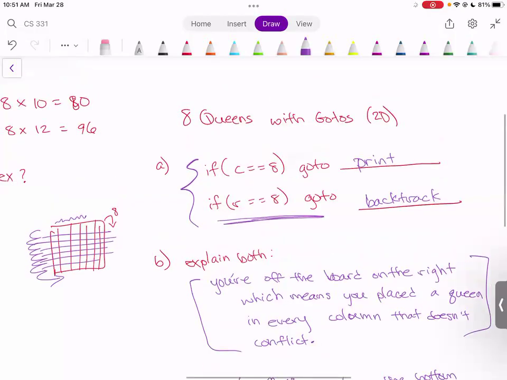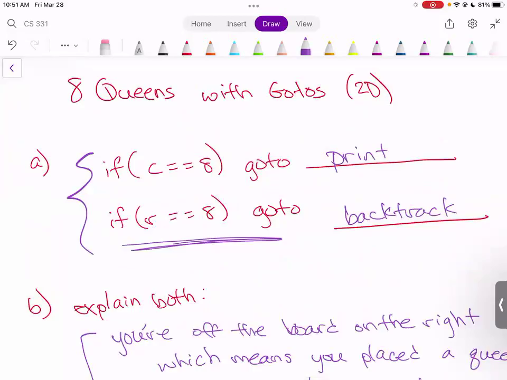No, we don't backtrack for both. The first one we print, the second one we backtrack. After we print, yes, we would have to backtrack because we want to find another solution. That's why.